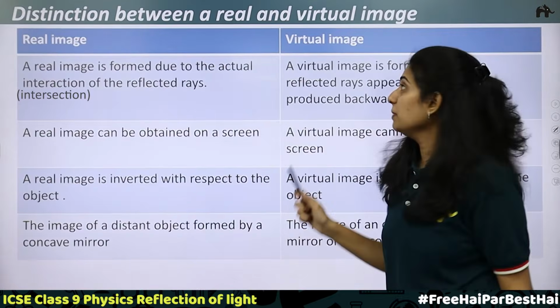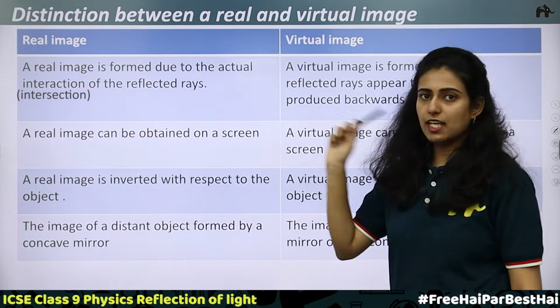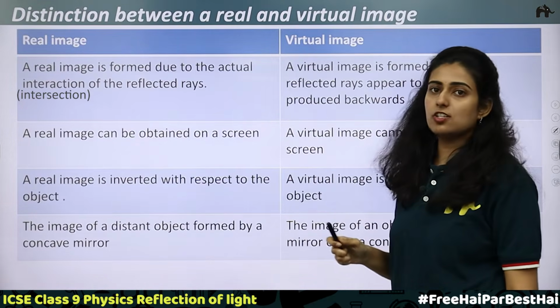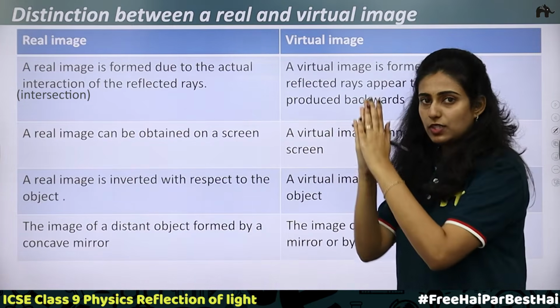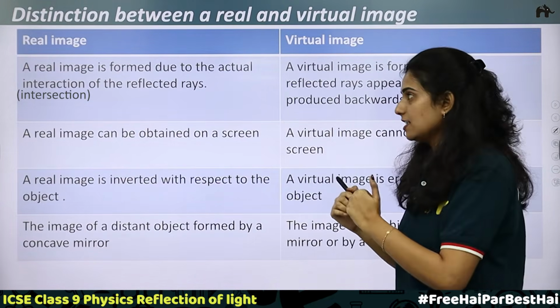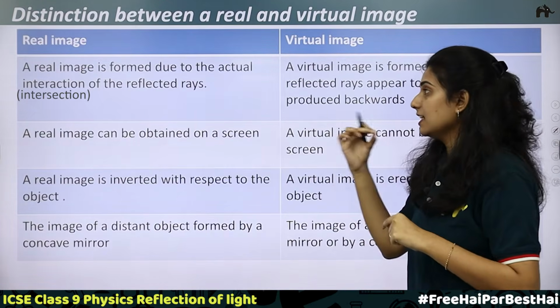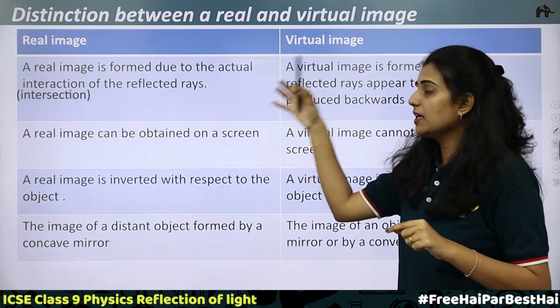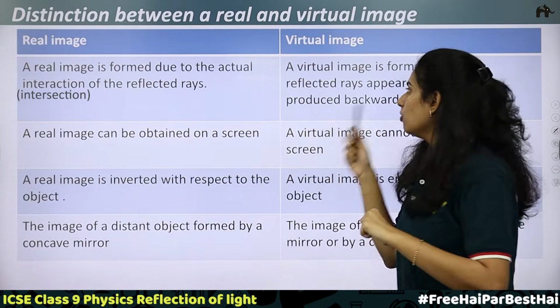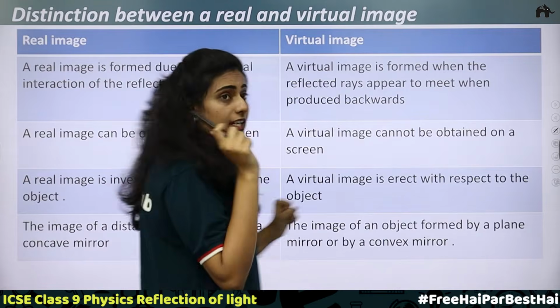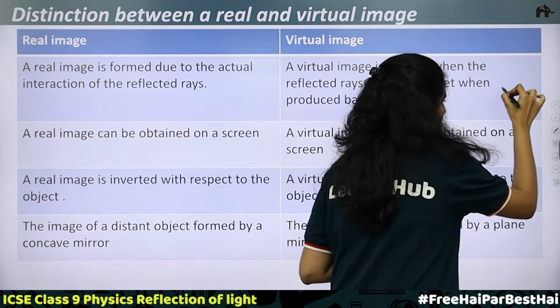Distinction between a real and a virtual image. A real image is formed due to the actual intersection of the reflected rays. So we know when you keep a mirror, there will be incident rays, and they get reflected. These reflected rays intersect to form the real image, and this real image can be obtained properly on a screen. What about a virtual image? Here proper intersection is not happening. What is happening?